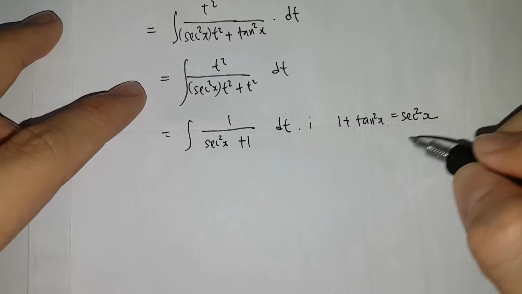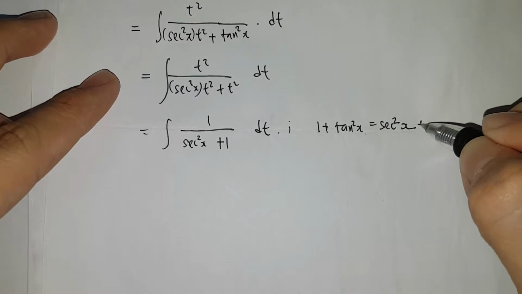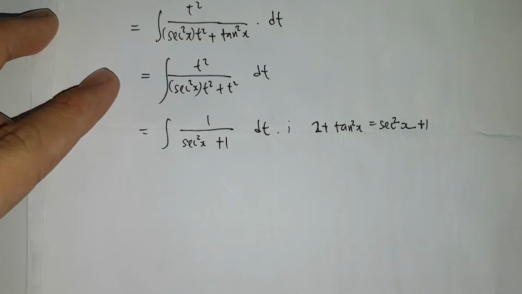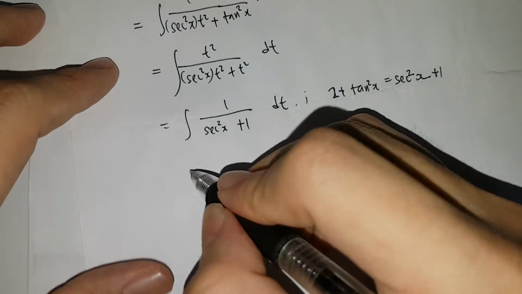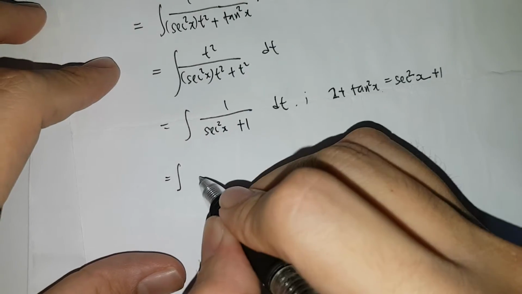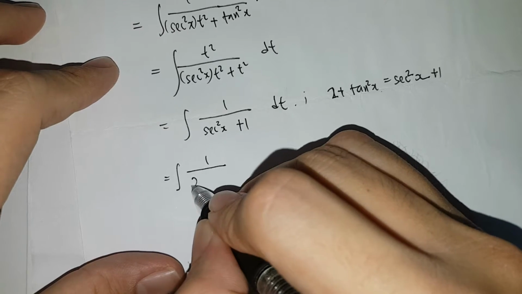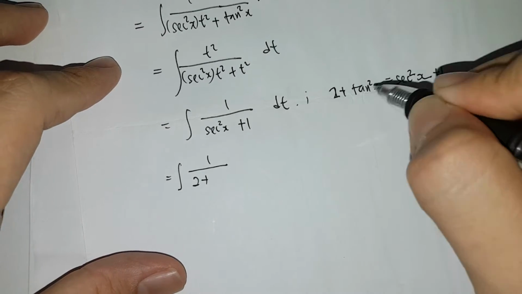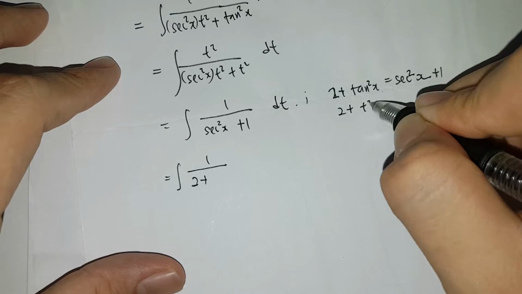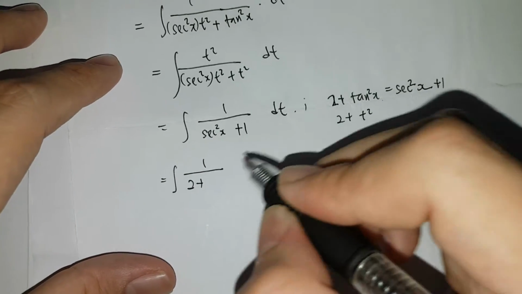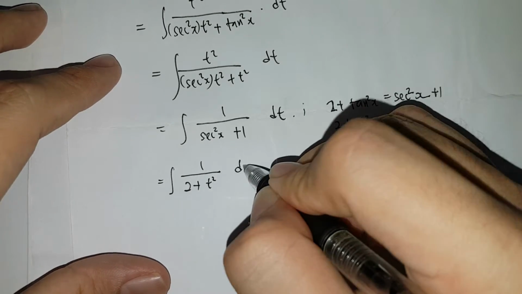So from here we know that secant square x plus 1, if I were to add 1 here and add 1 here, this will become a 2, right? 2 plus tangent square x. So from here we know that the denominator would be 2 plus t square, right? So this would be 1 over 2 plus t square dt.